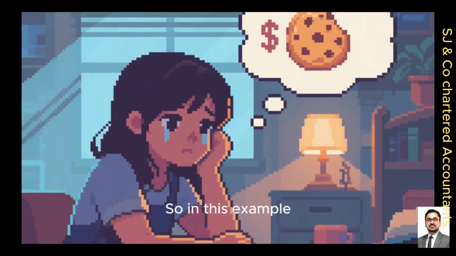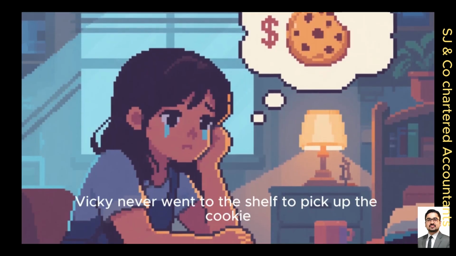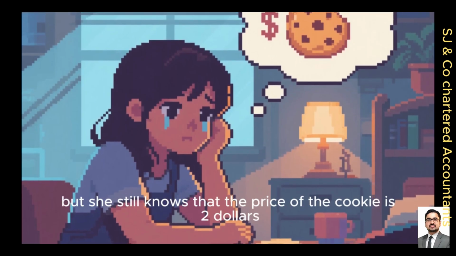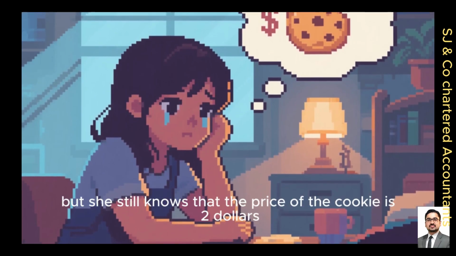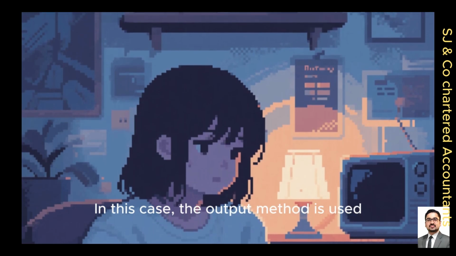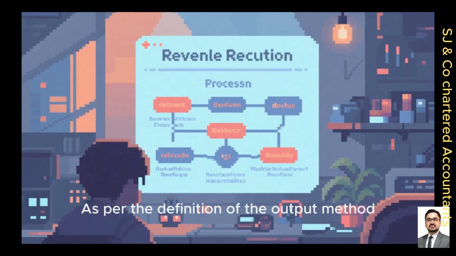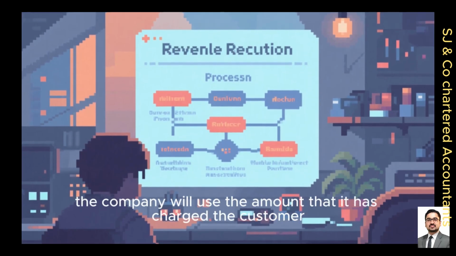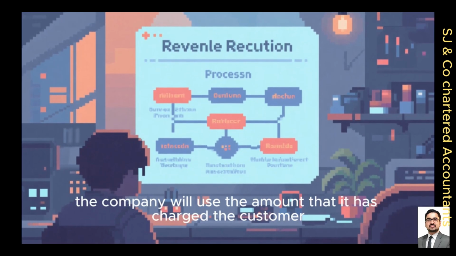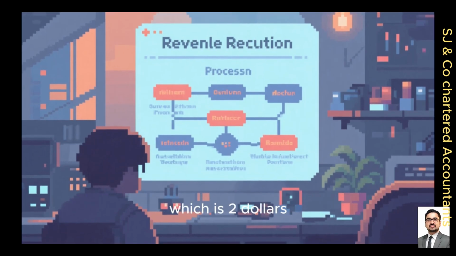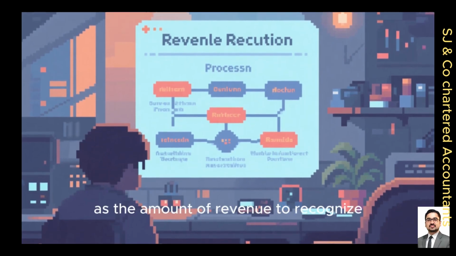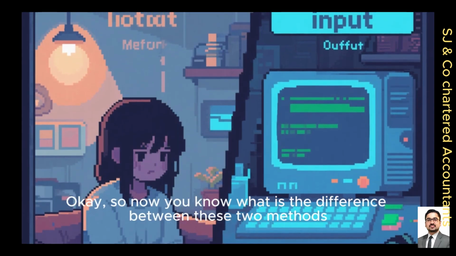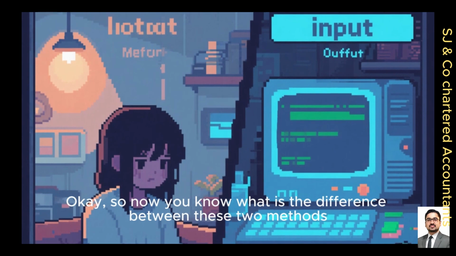So in this example, Vicky never went to the shelf to pick up the cookie, but she still knows that the price of the cookie is $2. In this case, the output method is used. As per the definition of the output method, the company will use the amount that it has charged the customer, which is $2, as the amount of revenue to recognize. Okay. So now you know what is the difference between these two methods.